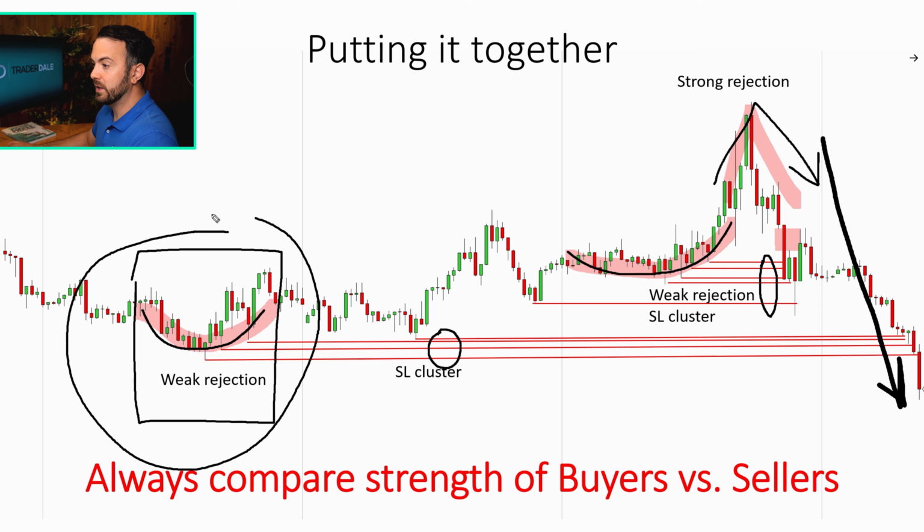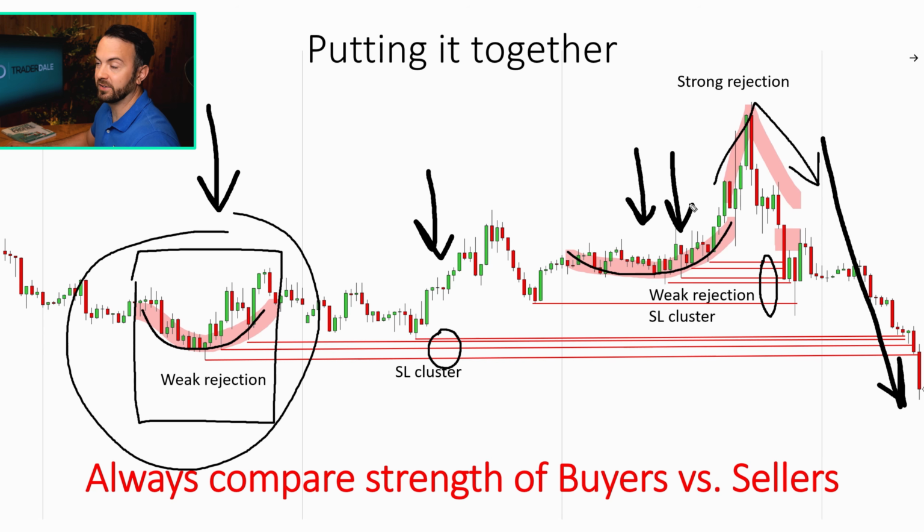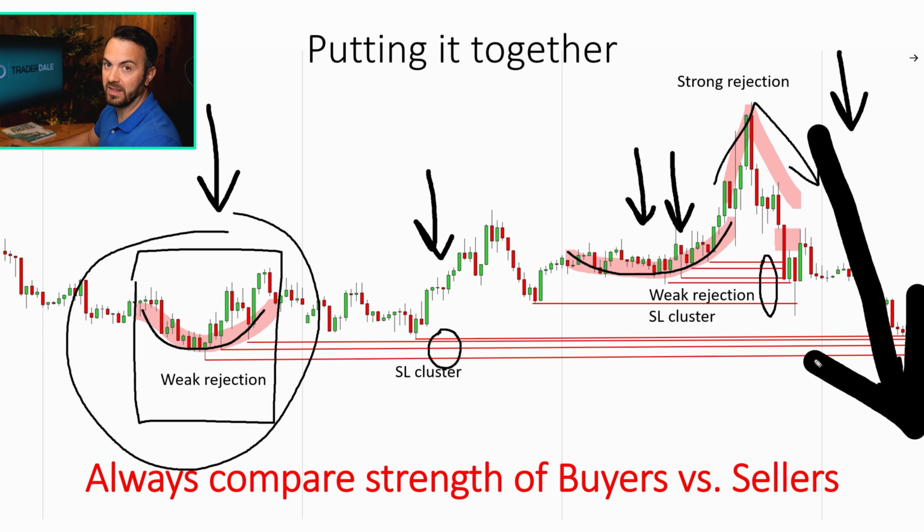Okay, because weak rejection is a sign of weak buyers, so that's essentially a signal to go short. Stop loss cluster like this, again another weak rejection in here, followed by stop loss clusters. All those are signs that sellers are in control or that they will be in control. And then there is a strong rejection of higher prices, again a signal for you that the price is likely to go down. Okay, so that's why this happened.